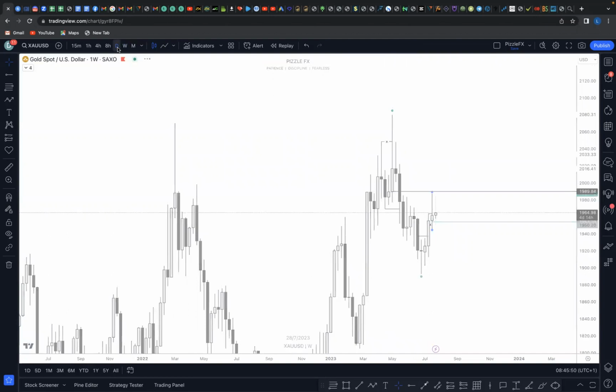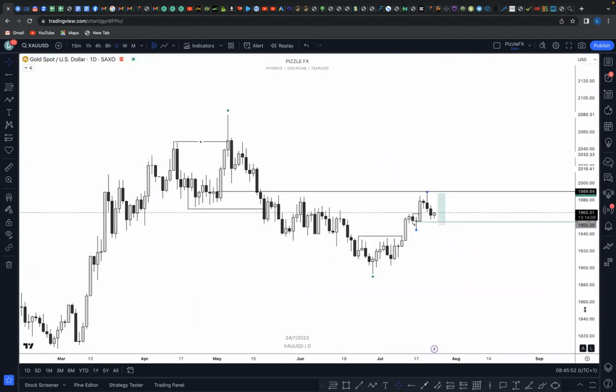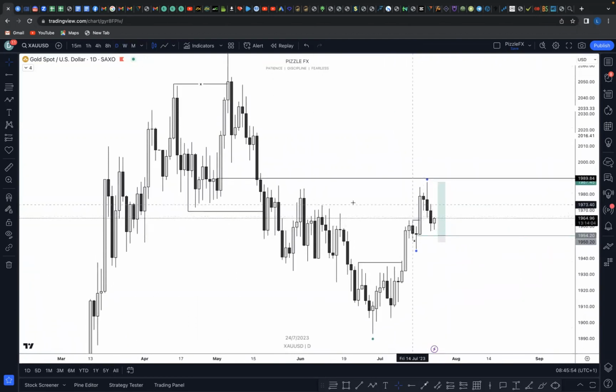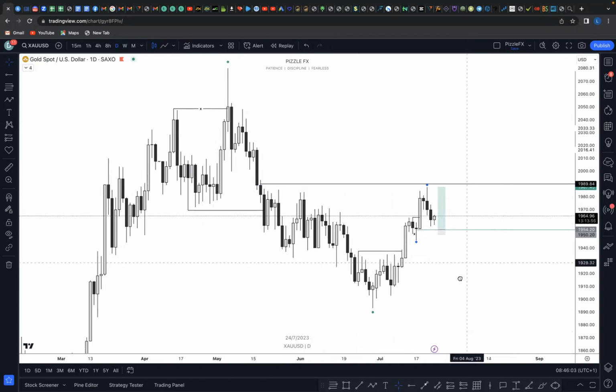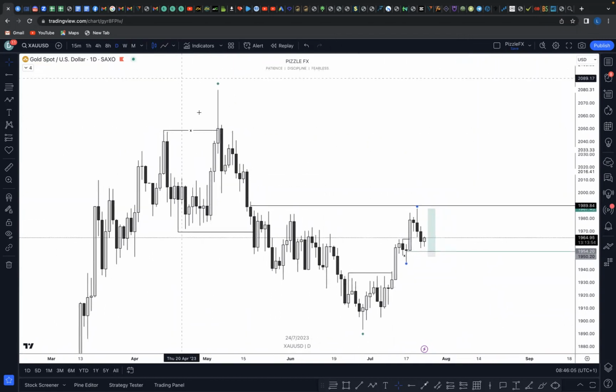You can see clearly that this monthly rejection that I picked out, market has not yet tapped into it, and it is above all internal liquidity within the range. You guys can see clearly. It is above all internal liquidity within the range because these points here, they are not internal liquidity, they are just mitigation points. This is where all the internal liquidity of the range is.